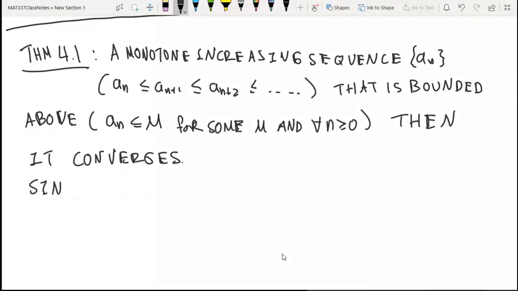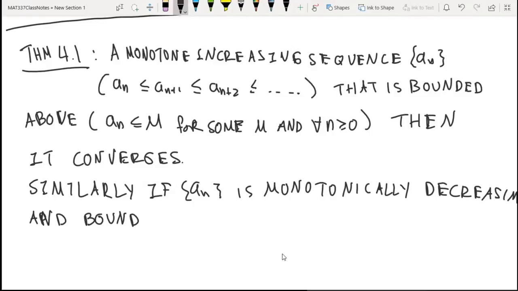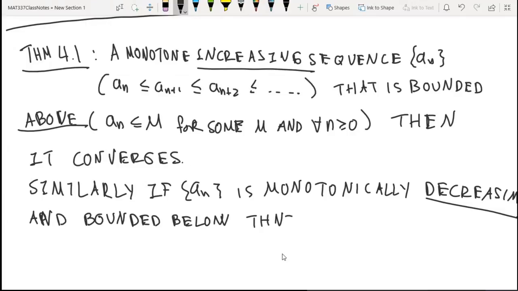Okay. And similarly, if a_n is monotonically decreasing and bounded below, so decreasing, increasing, above, then it converges.